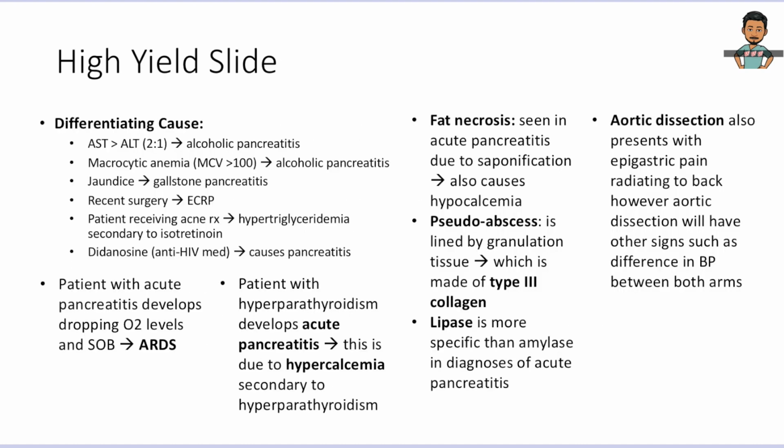And finally, on the last slide, I have a high yield slide. So, like I said, there's many causes of acute pancreatitis, and they'll ask you what is the most likely cause. So some of these clues can help you differentiate what the cause is. For example, if the AST is greater than the ALT in a 2-to-1 ratio, the cause is probably going to be alcohol. If the MCV is greater than 100, it's probably alcohol, because alcohol causes folate deficiency, and folate deficiency causes the macrocytic anemia. If there's jaundice, bilirubin's elevated, you got to think of gallstone pancreatitis.